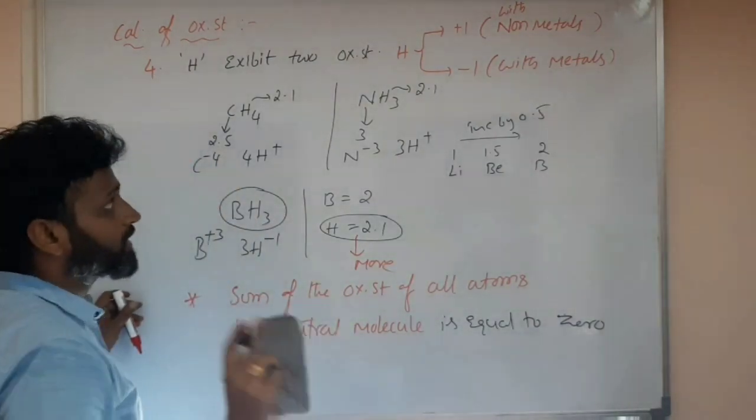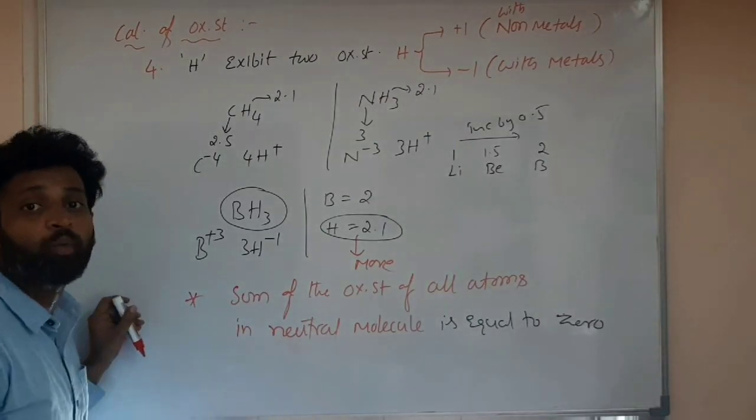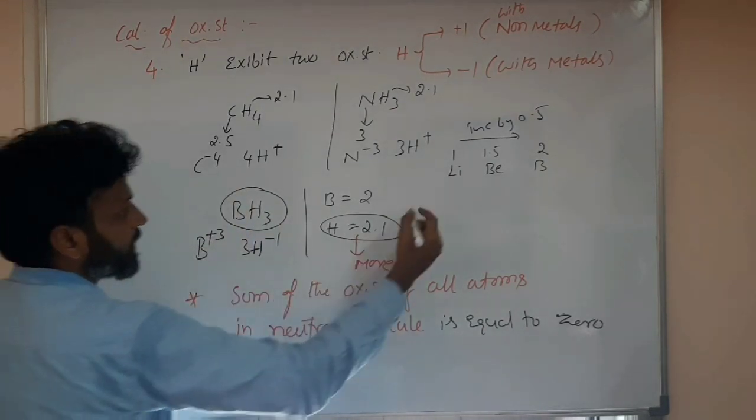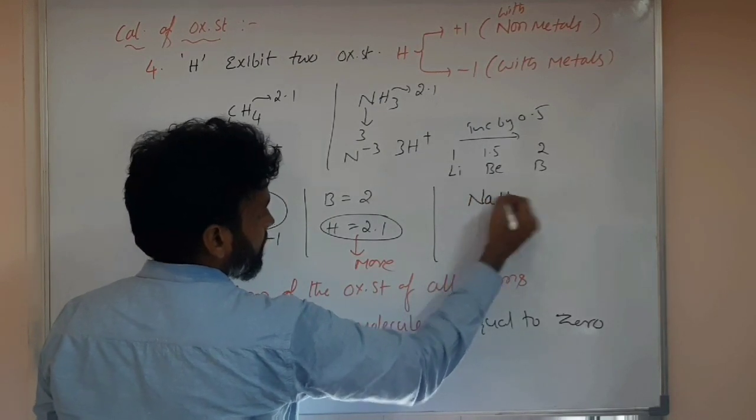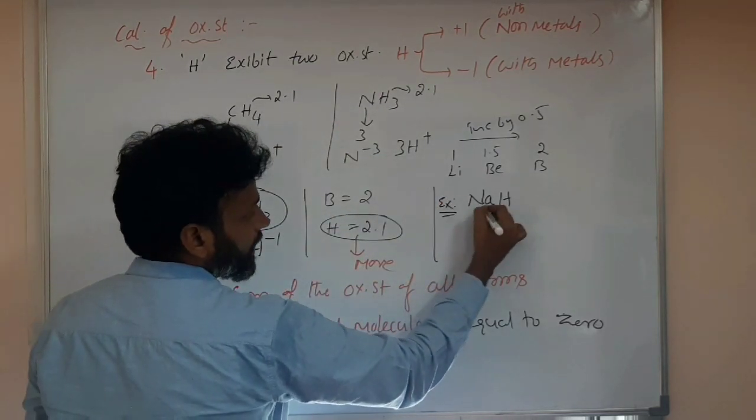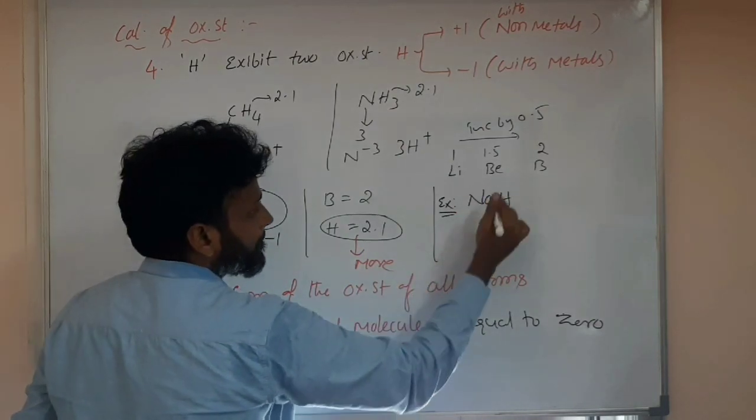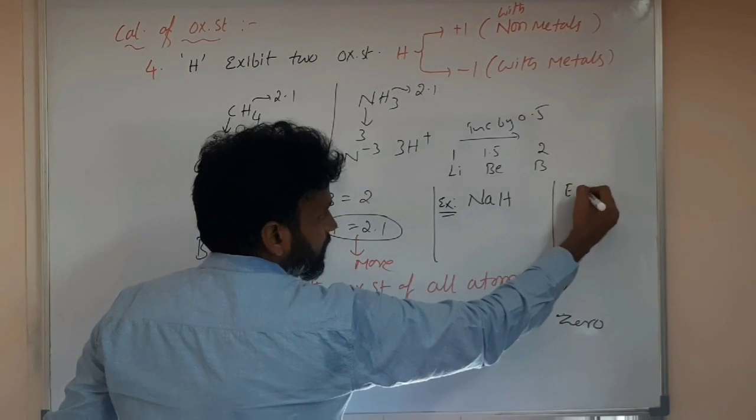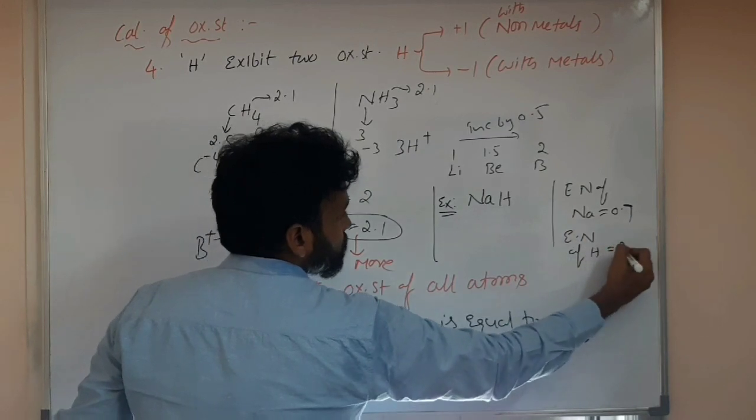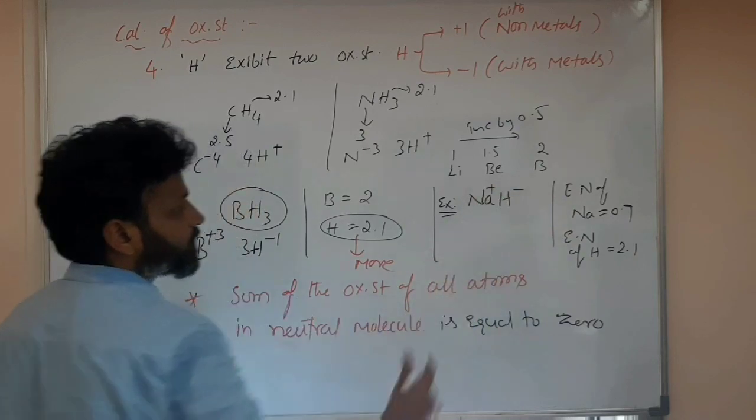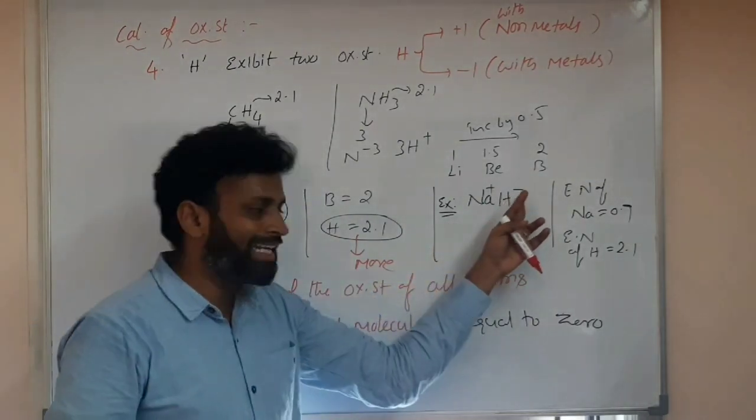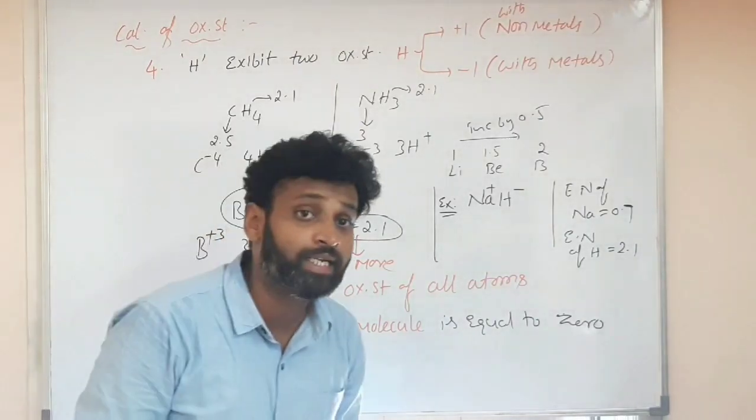So here I said about hydrogen: it exhibits two oxidation states, +1 and -1. I gave some examples, but I did not give a -1 example with a metal. Suppose NaH. Sodium is a metal, with electronegativity 0.9. Electronegativity of hydrogen is 2.1. So it's more. So hydrogen is negative, sodium is positive. Whoever has more electronegativity exhibits negative oxidation state, and whoever has less electronegativity exhibits positive oxidation state.